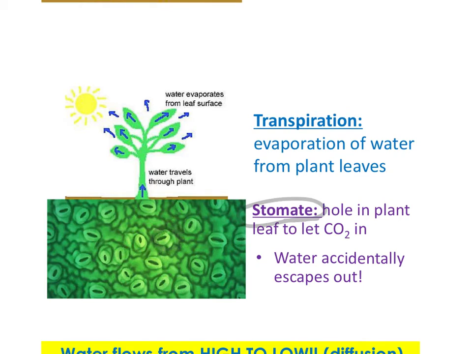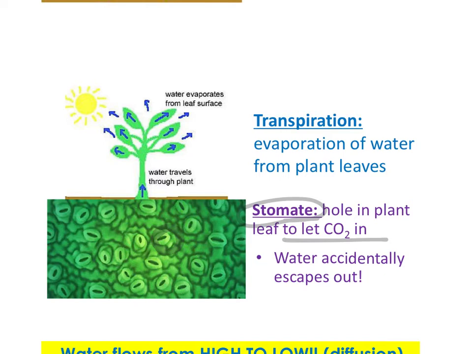Stomates are holes in the surface of a plant leaf, and the purpose of those holes is to let carbon dioxide in. Plants need carbon dioxide in order to build glucose. The carbons in the glucose molecule come from the carbons in carbon dioxide. So if a plant is taking in no carbon dioxide, it would be able to build no sugars. So these tiny holes in the surface of the leaf need to be open so that CO2 can get in.